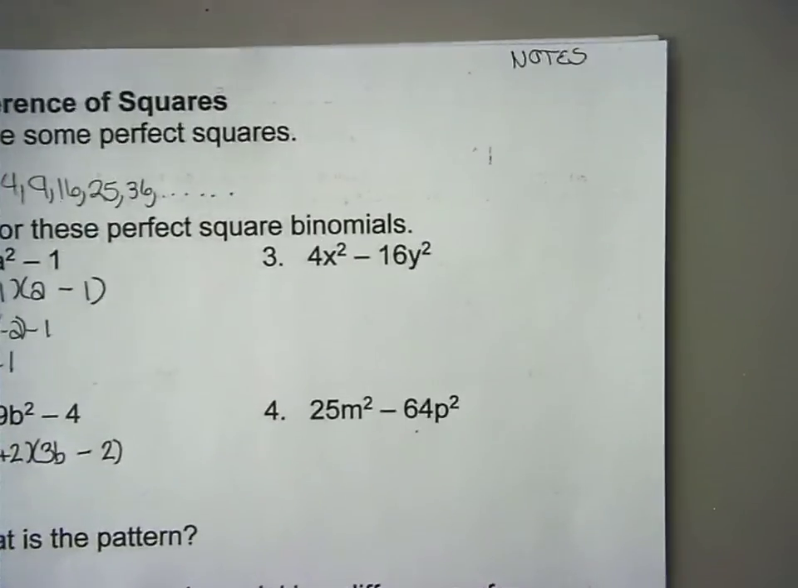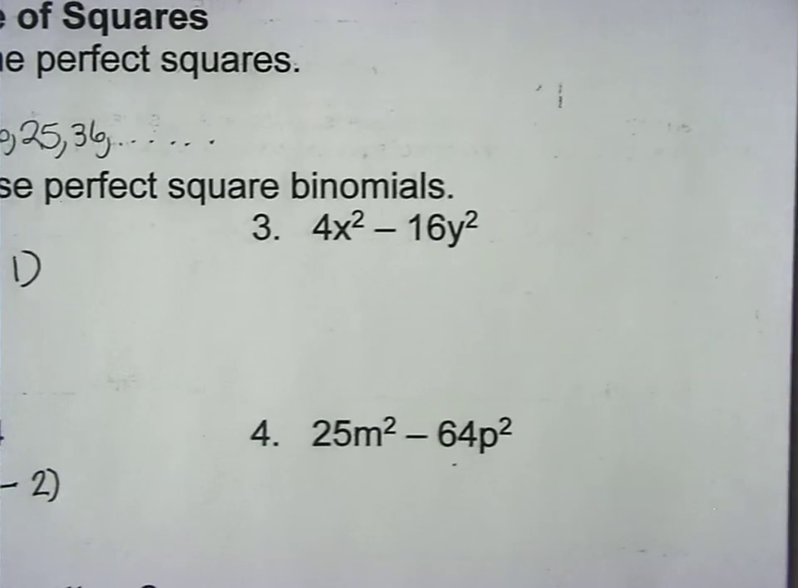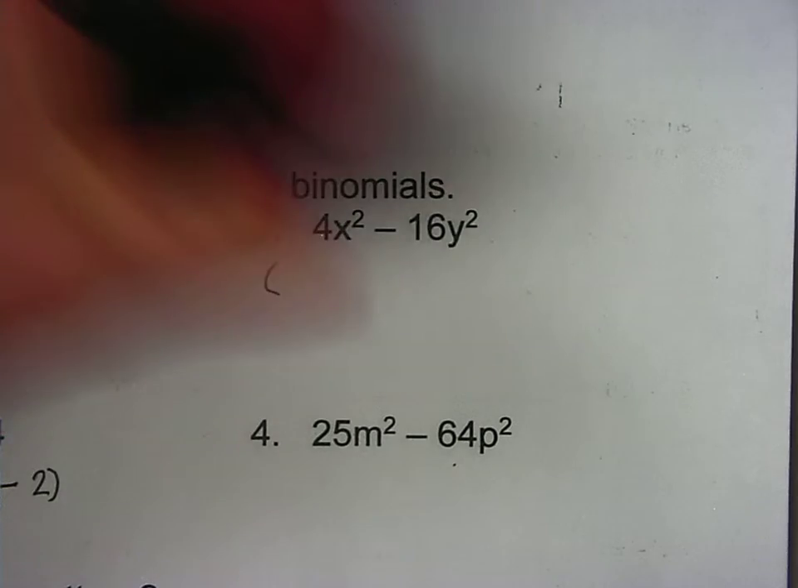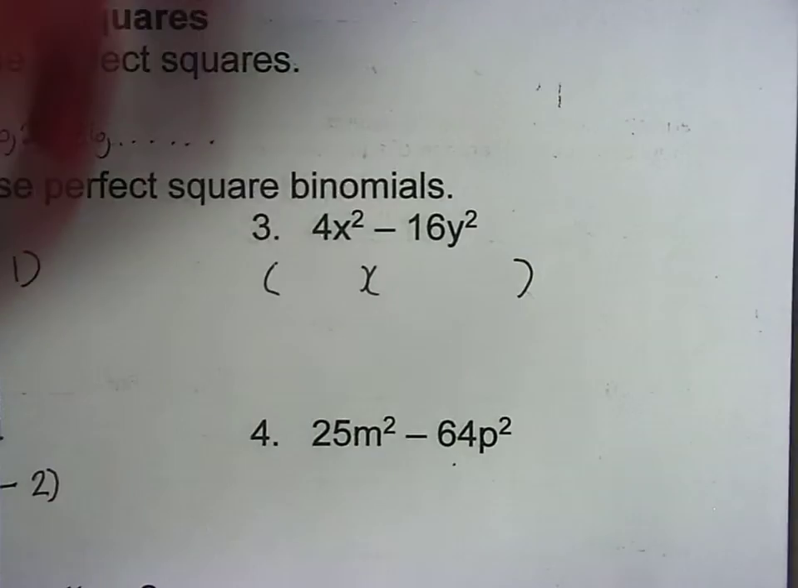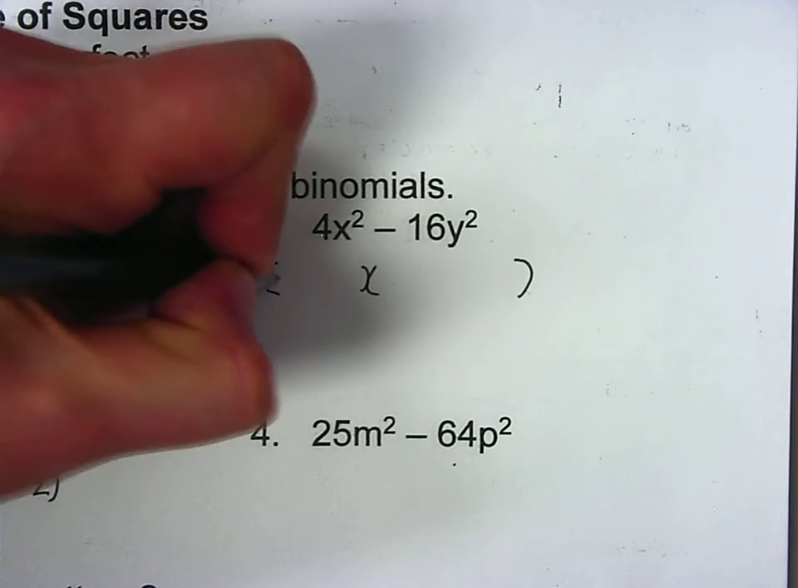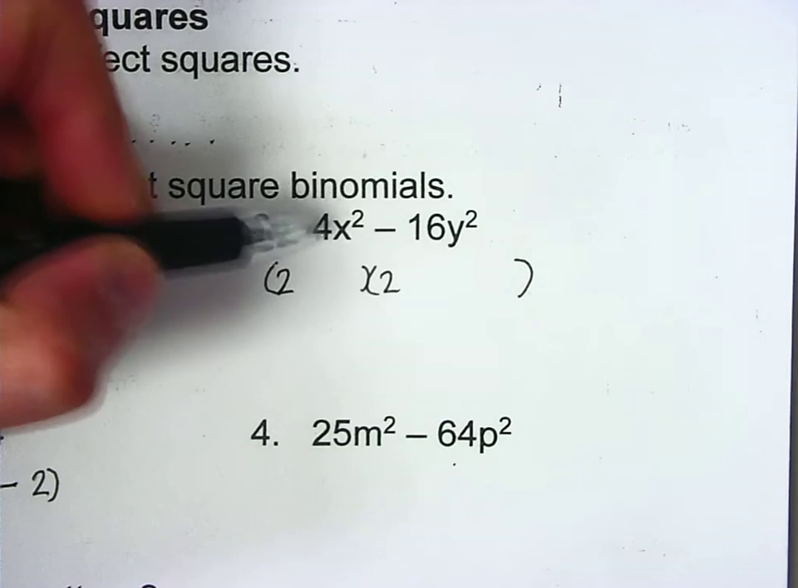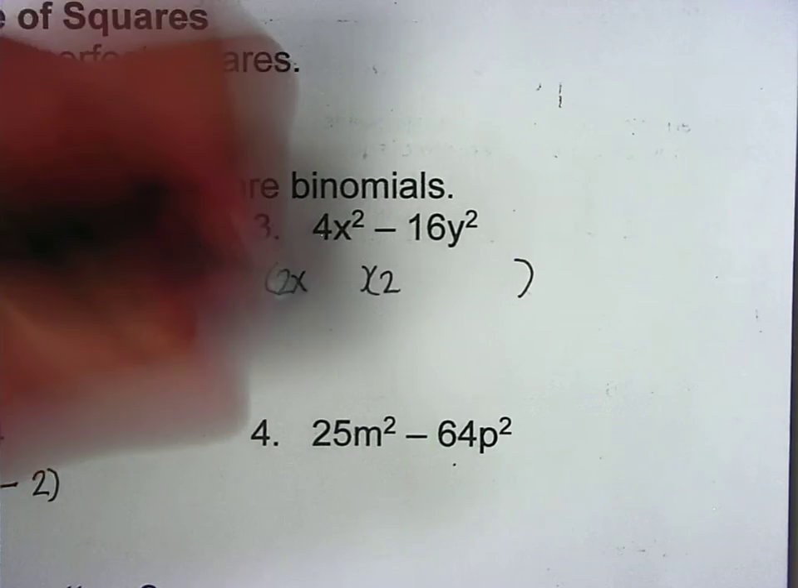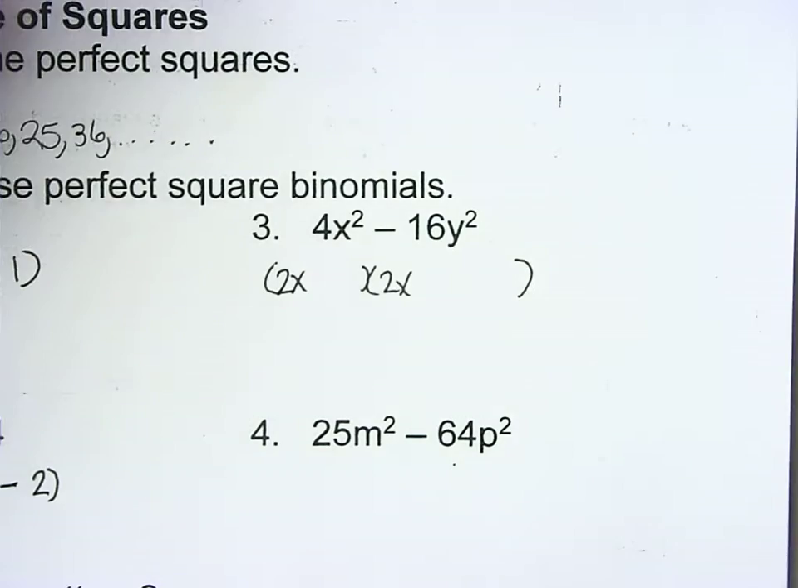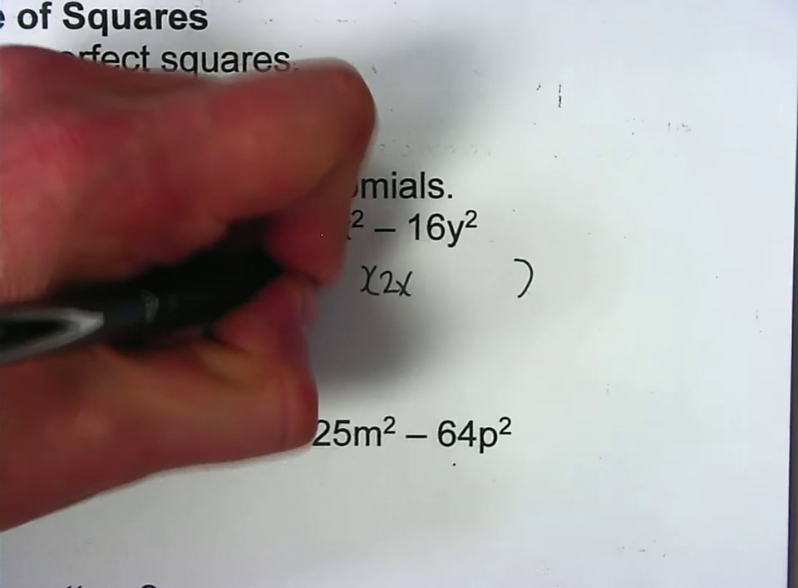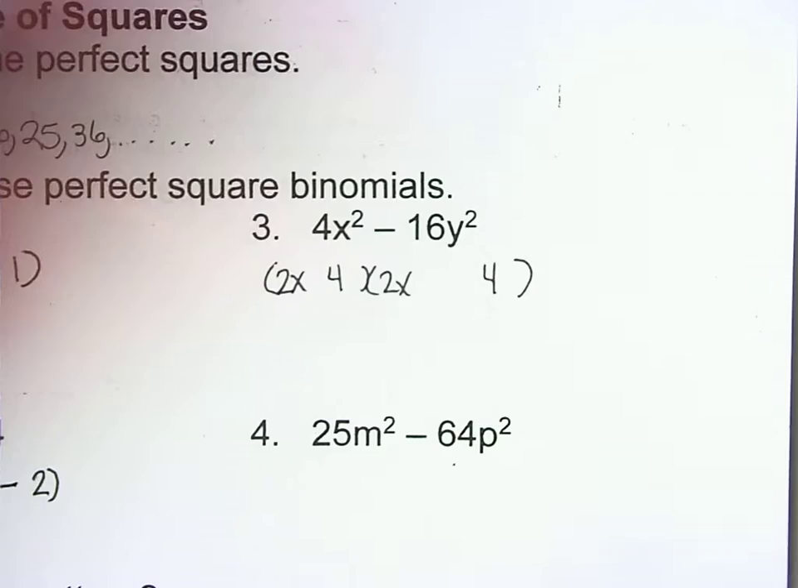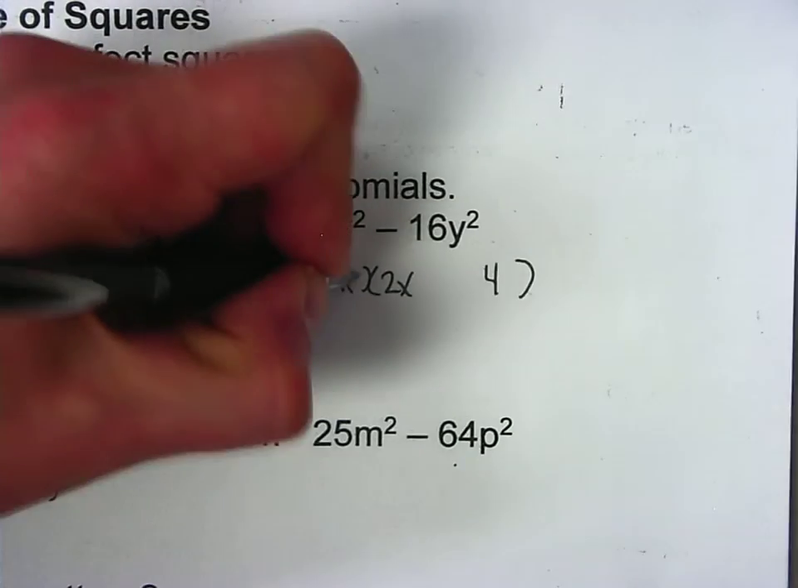In this example, we have two sets of coefficients bounded with two variables. And the process is exactly the same again. What times itself gives us a 4? That would be a 2 times a 2. What times itself gives us x squared? That would be an x. What times itself gives us a 16? That would be a 4. And what times itself gives us a y squared? That would be a y.